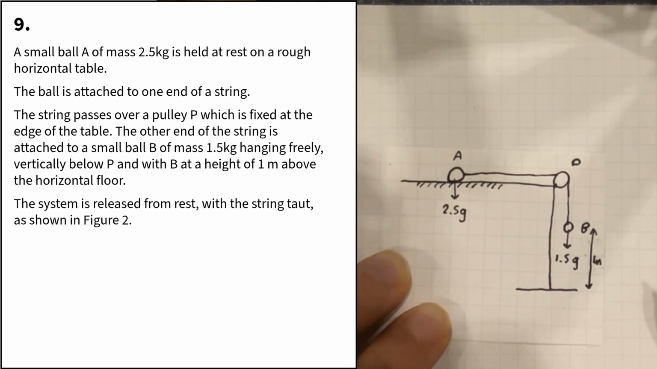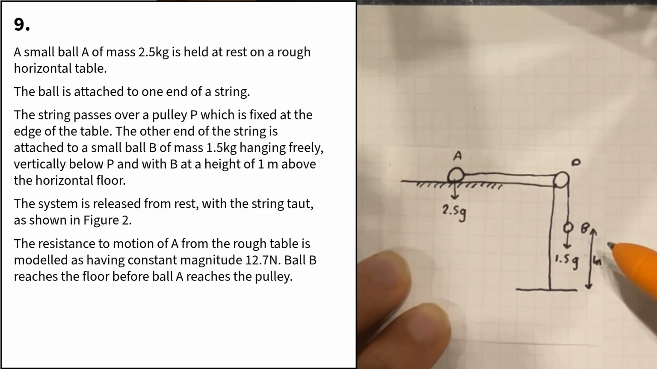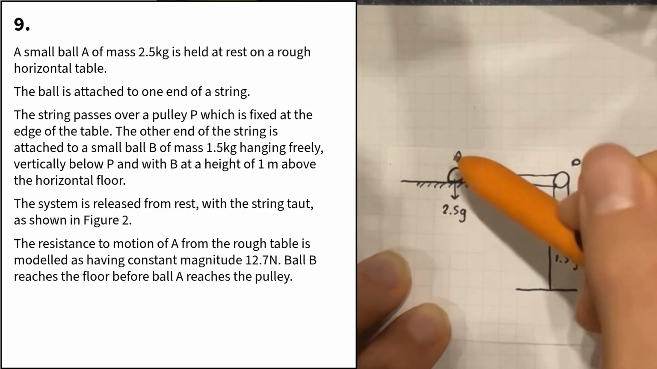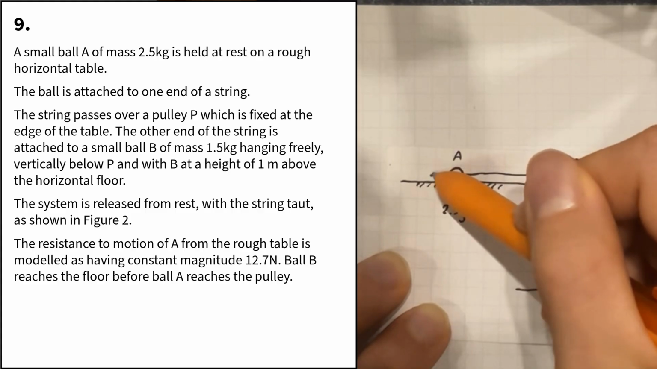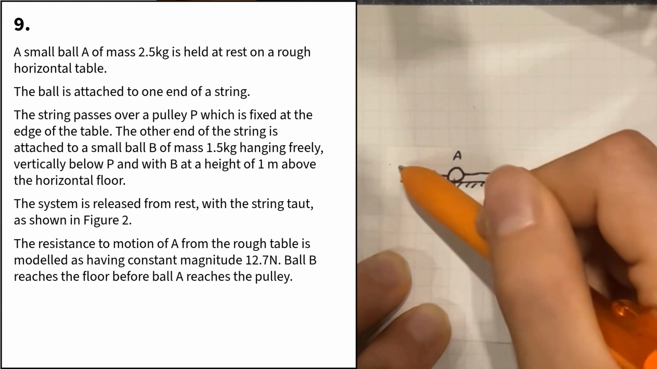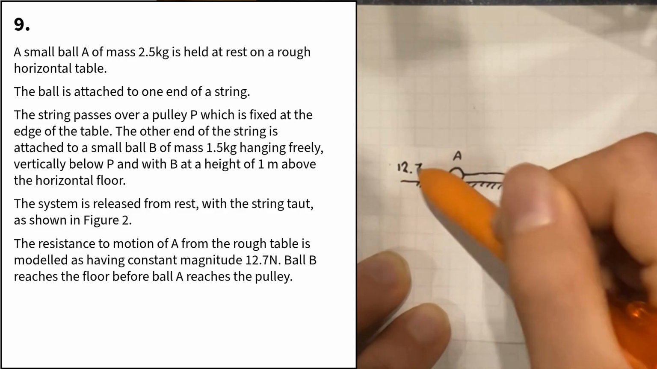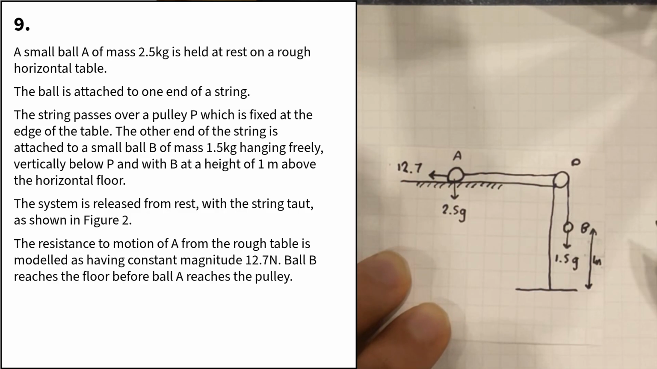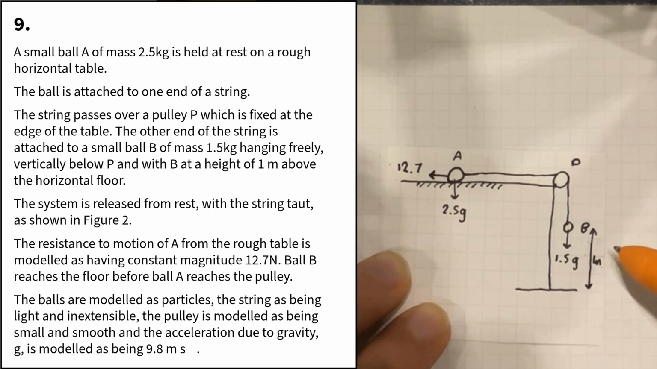Next, it tells us that the system is released from rest and the string is taut. There's nothing we can really do from that diagram other than know that being released from rest is quite crucial for parts of the question later on. The resistance, it tells us, because it's rough, the resistance is 12.7, and it tells us it's a constant magnitude, so that's not going to change throughout the question. Also tells us that ball B reaches the floor before A reaches the pulley. That's just so that A doesn't hit it before B even reaches the ground.